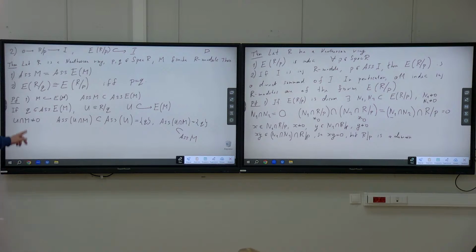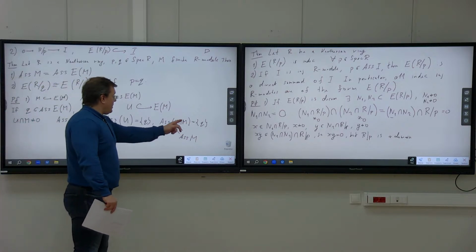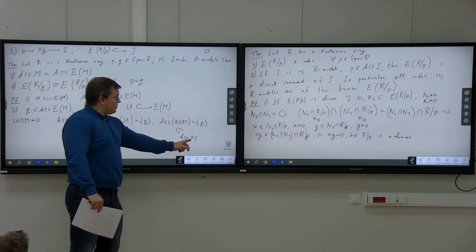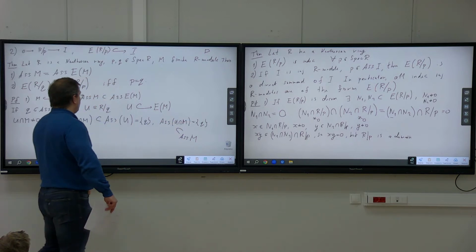Right? I started with any Q associated to the injective hull. I notice that this is associated to U intersect M, which is a subset of the associated primes of M. So Q is associated to M.